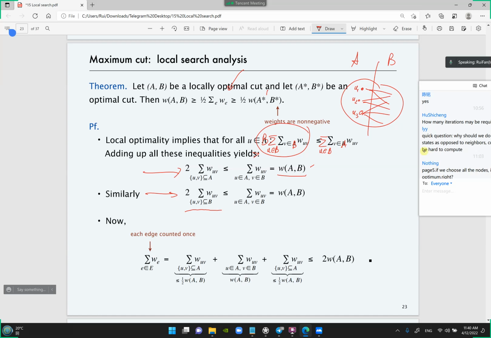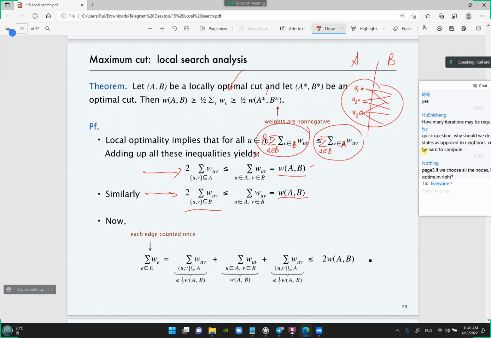And then this side is again going to be the size of all of the cut edges, because you're summing here, U is going to be in B, and V is going to be in A. So the sum of all of those edge weights is going to be the size of your cut.